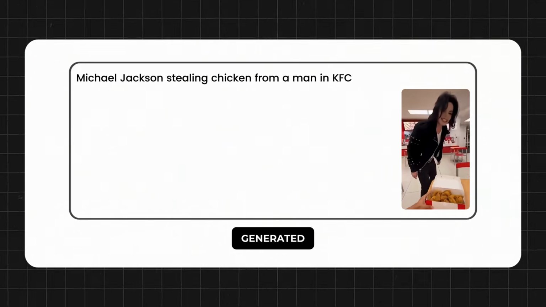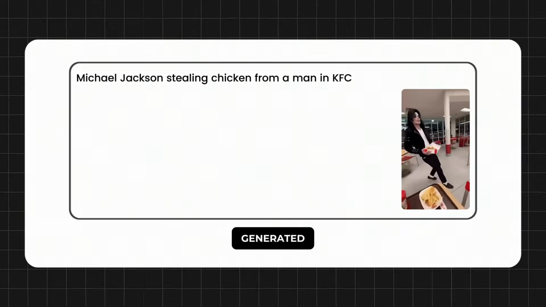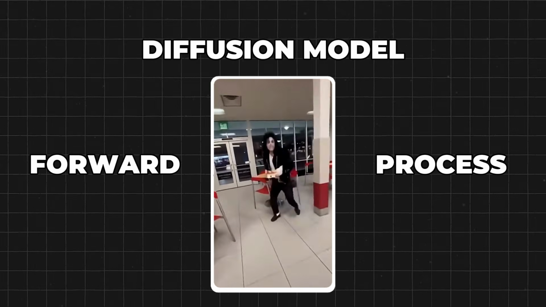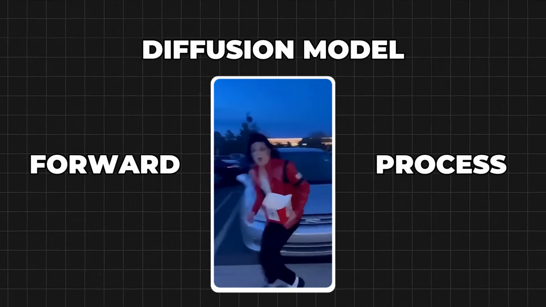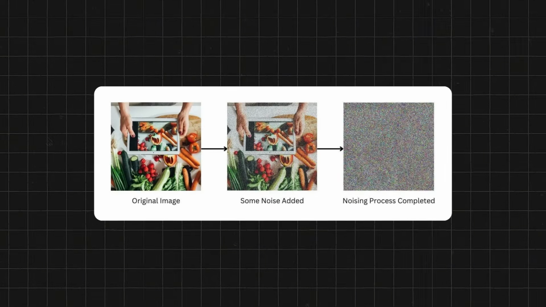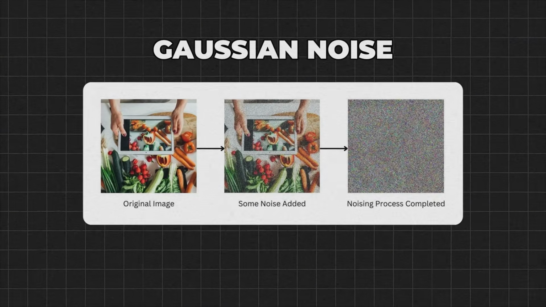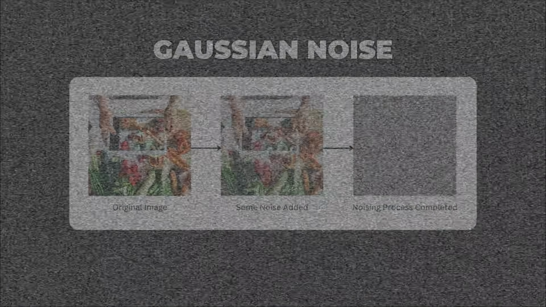Hey! And you're telling me this is all just math? Well, kind of. Let's start from the bottom. The AI is trained in 2 steps. In the forward process, the model takes a clean image, or in this case, a clean video frame, and deliberately ruins it. It systematically adds what's called Gaussian noise. Think of it as digital static over hundreds of tiny steps. The original video data is totally buried.